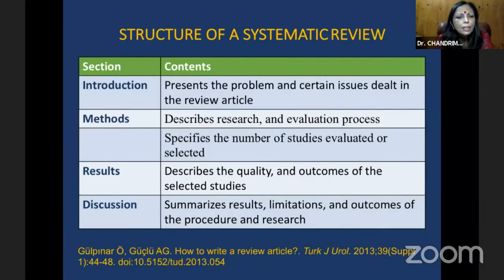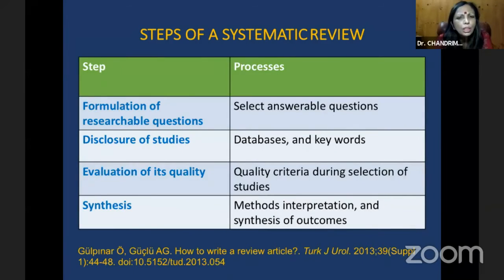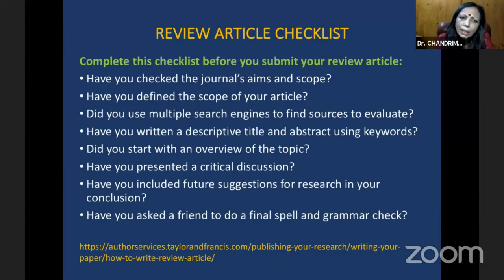So, the structure of a systemic review: introduction, methods, results, and discussion, and I just went through these. The steps of a systemic review, again: formulation of researchable questions, disclosure of studies, evaluation of their quality, and synthesis. The review article checklist: complete this checklist before you submit your review article.